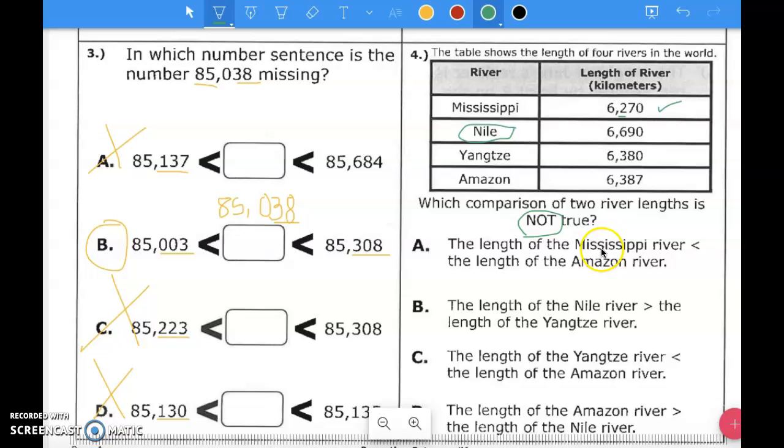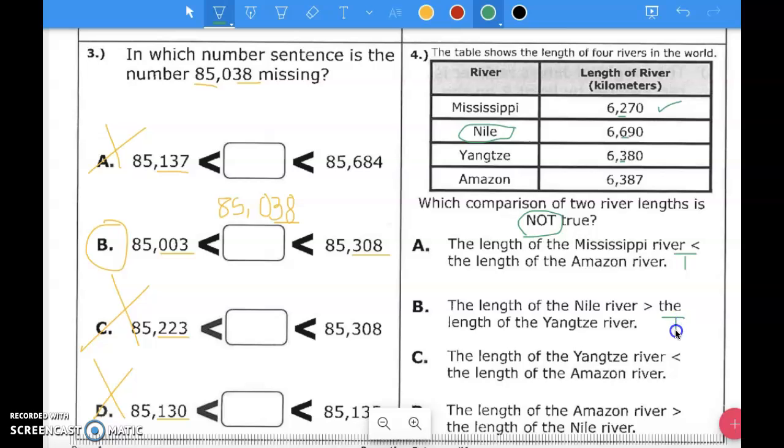The length of the Mississippi River is less than the length of the Amazon River. And that is actually true. So this is true. I am looking for the one that is not true. The length of the Nile River is greater than the length of the Yangtze River. And this is actually true because this one has 6 and this one has 300.